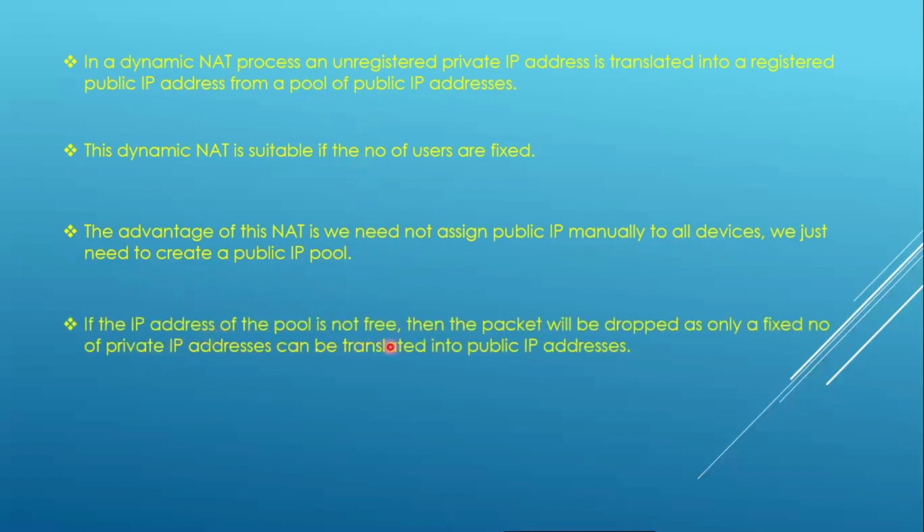If the IP addresses of a pool are not free, then the packet will be dropped, as only a fixed number of private IP addresses can be translated into public IP addresses. So let's say there are 100 PCs in an organization and we have created an IP pool with 100 public IP addresses. If there is one more PC that has to access the internet, since the IP pool had only 100 public IPs, the additional PC is unable to get access since there is no public IP free in the pool.